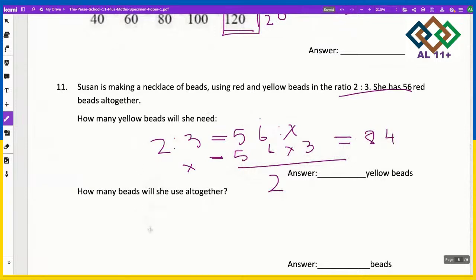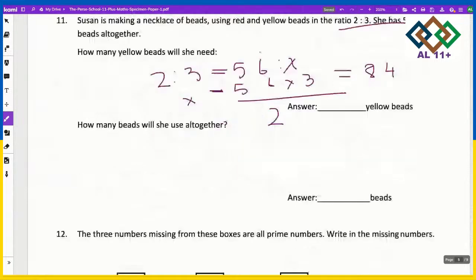And the next, they are asking how many beads are there altogether? So you just have to take the 84 you found in the previous one. And you know that she has 56 red beads, given here. Add 56 to this to get your answer. That would be 140.